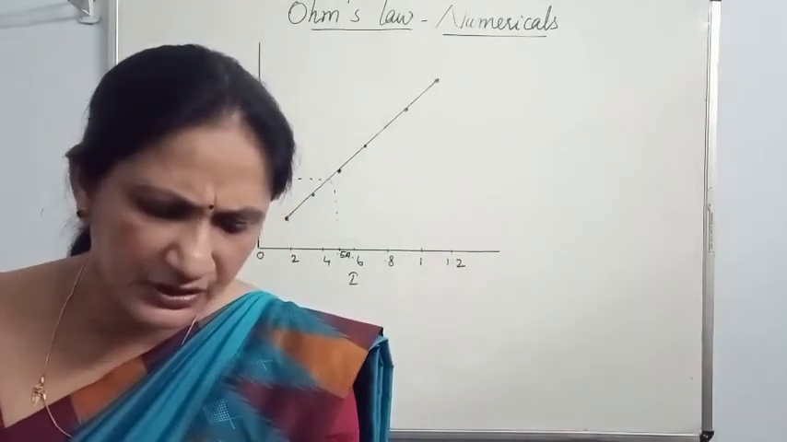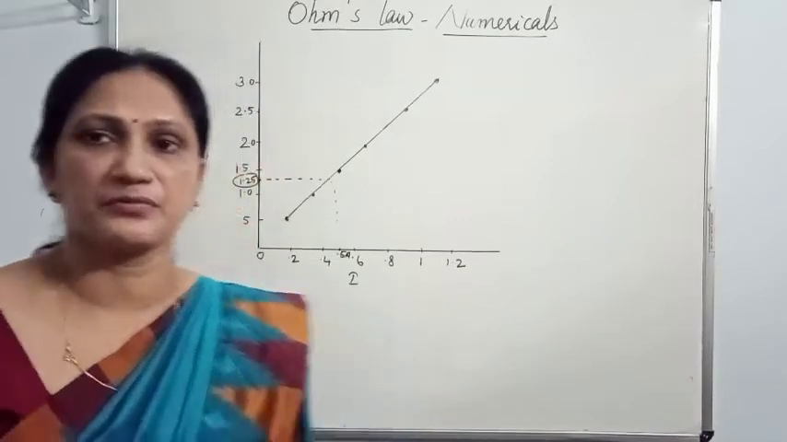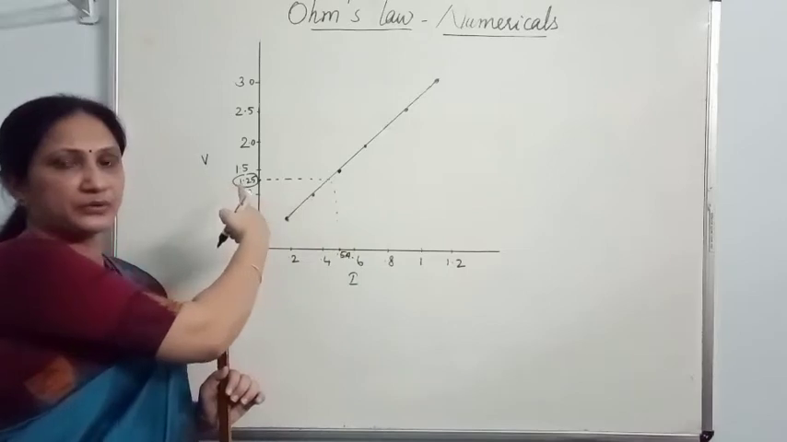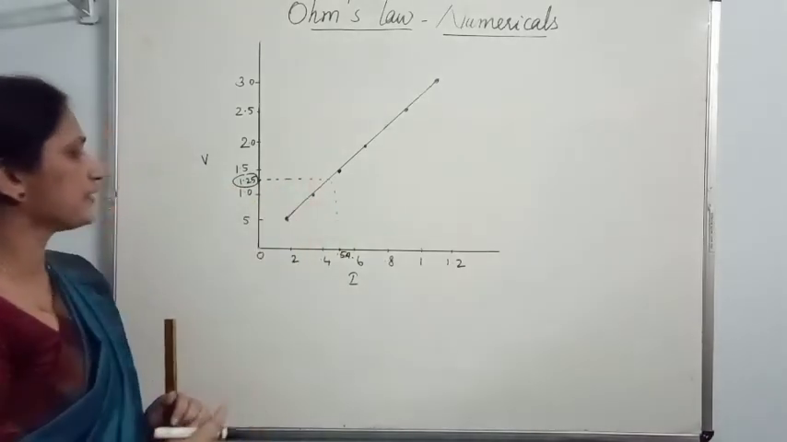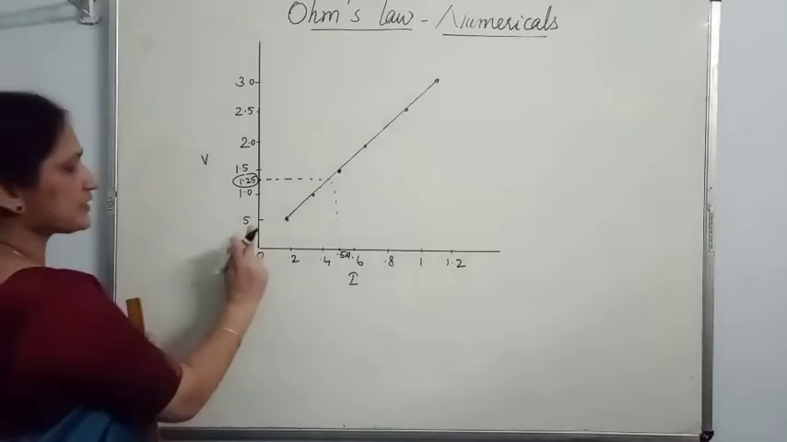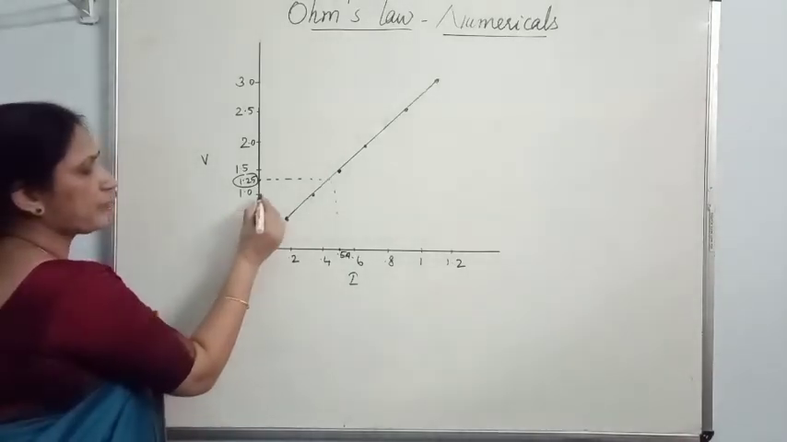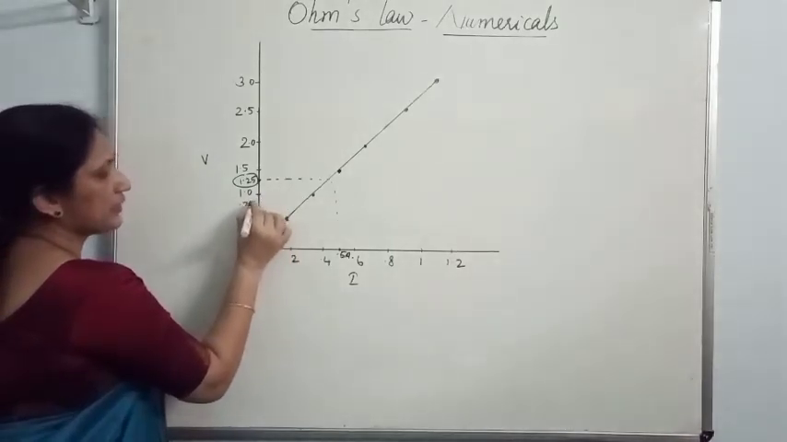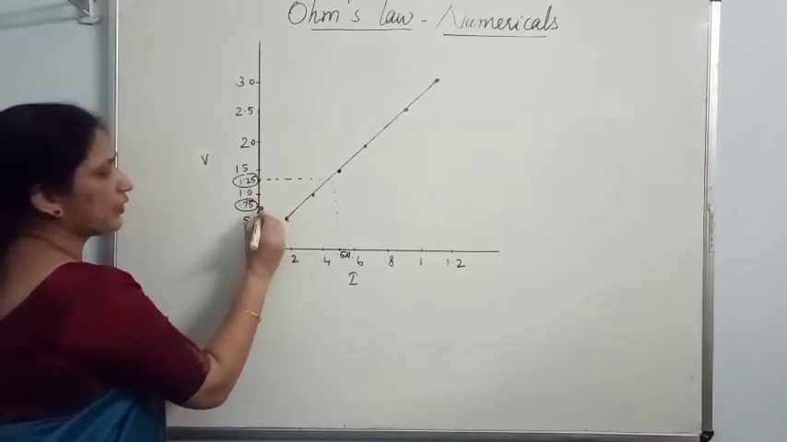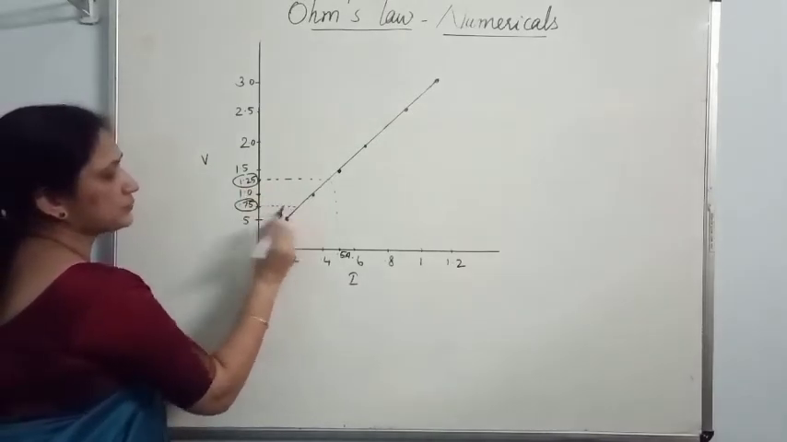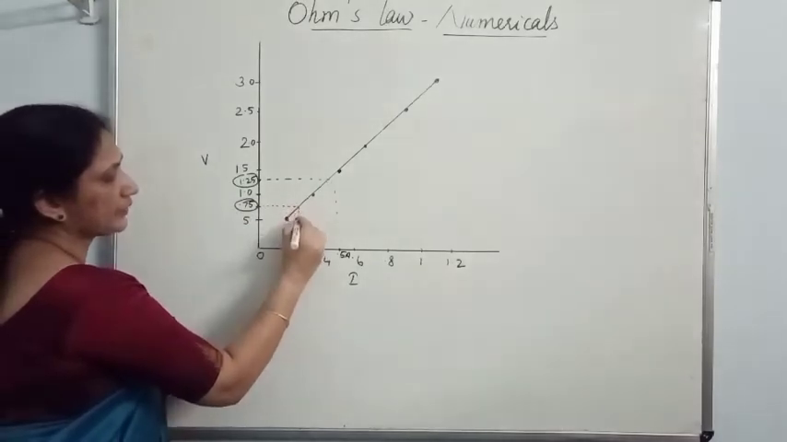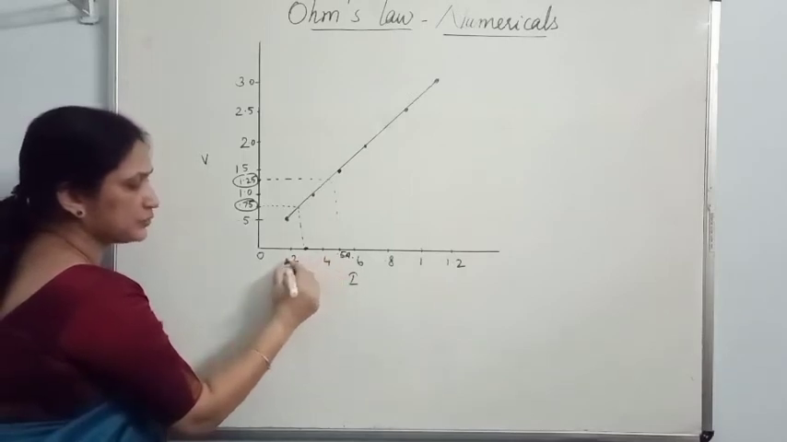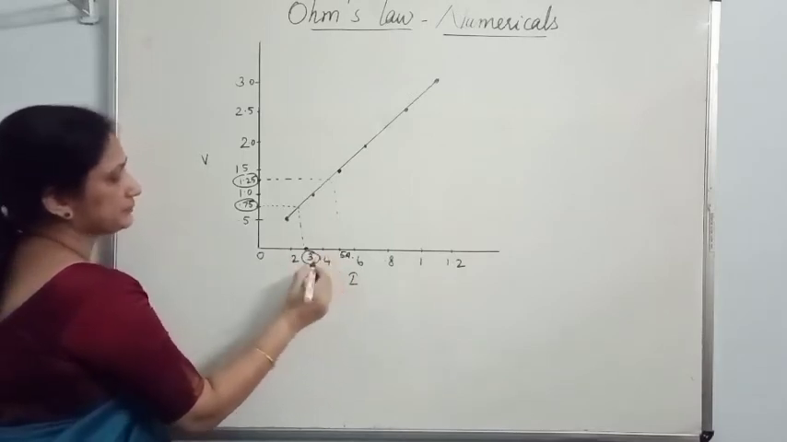Again one more, find out I when V is 0.75. Reverse. In the first question I value was given and you found out the corresponding V. Now V is given as 0.75. 0.75 is the midpoint between 0.5 and 1. For 0.75 volt, what is the corresponding I value? Draw a straight line. It will come at the midpoint between 0.4 and 0.2, that means 0.3 ampere.